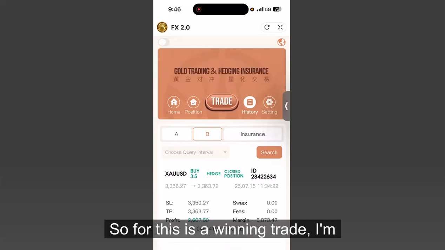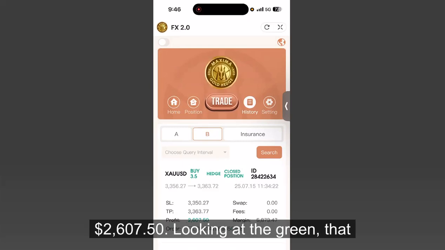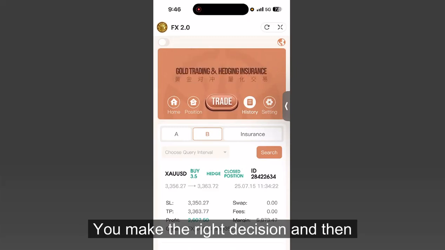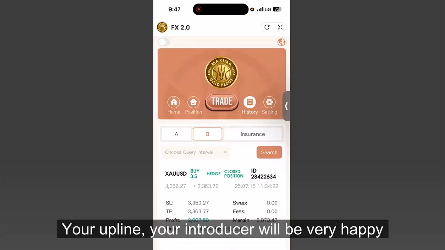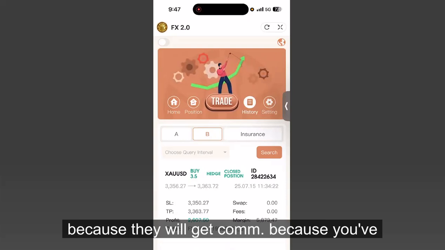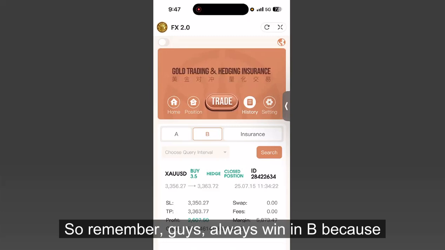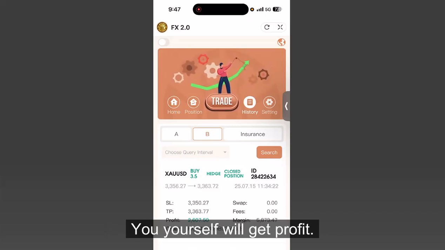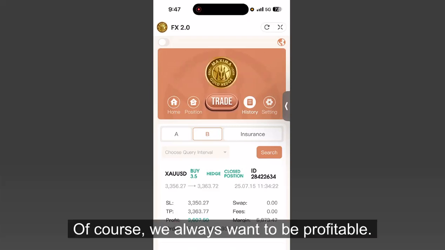So this is a winning trade. Right now I'm showing you 2,607.5. Looking at the green, that means you've done a right trade. You make the right decision and then you win this trade. So when you win this trade, your upline, your introducer, will be very happy because they will get comp because you made the right choice. So remember, guys, always win in B, because once you win in B, not only will your upline get comp, you yourself will get profit. Who doesn't want to be profitable in every trade? Of course, we always want to be profitable.